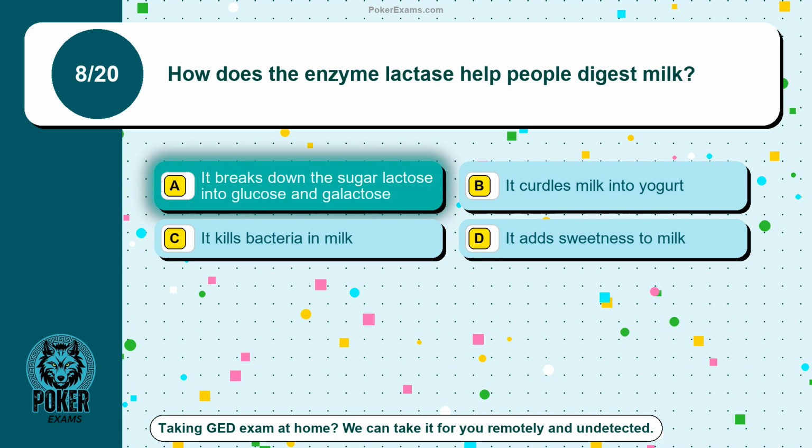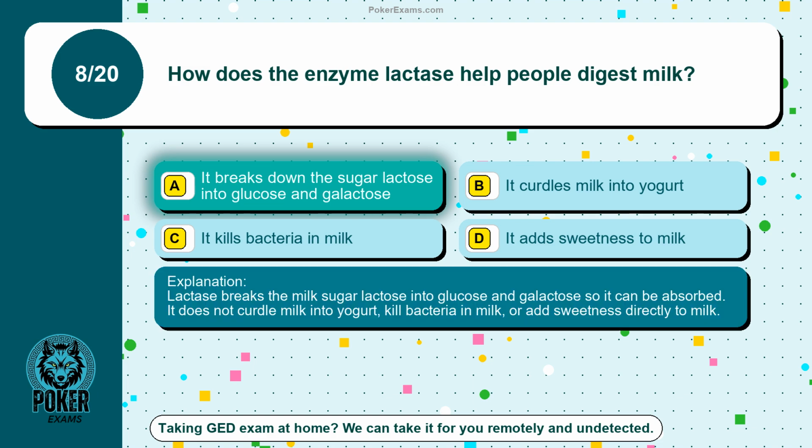It breaks down the sugar lactose into glucose and galactose. Lactase breaks the milk sugar lactose into glucose and galactose so it can be absorbed. It does not curdle milk into yogurt, kill bacteria in milk, or add sweetness directly to milk.